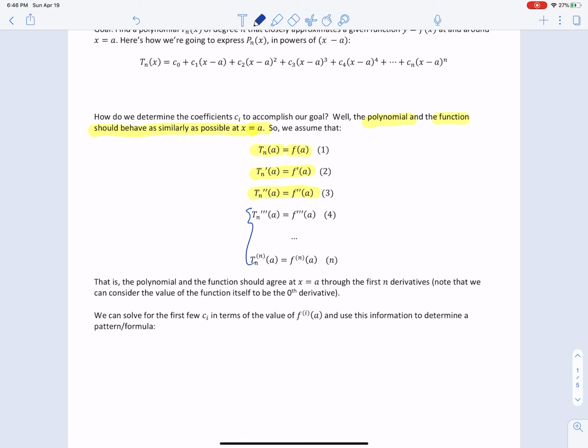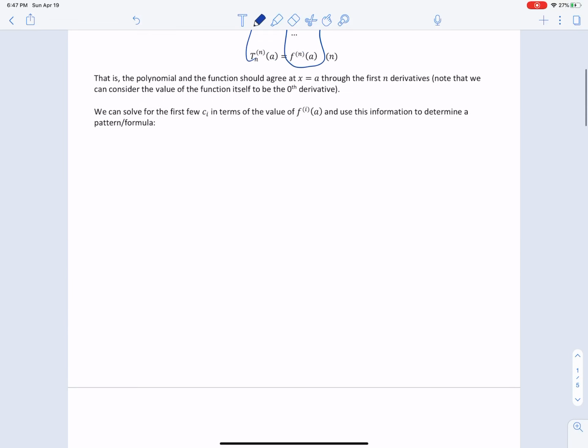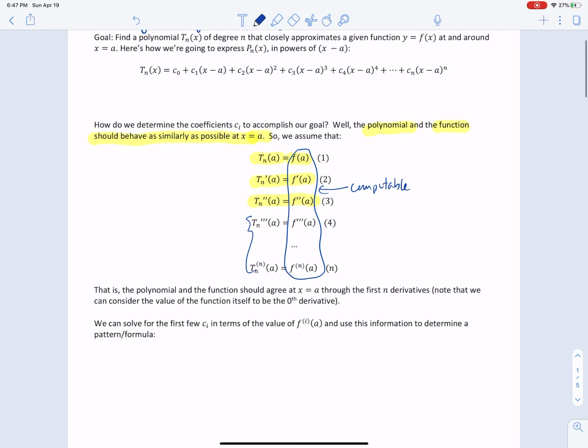Now we're going to take these equations, which I've numbered 1, 2, 3, 4, etc., and look at the form of T sub n, and we'll be able to see what the coefficients should be in terms of the function. The idea is that these values are all computable. We've got a function, we can stick a in, we can calculate its derivative and stick a into that, we can take the second derivative and stick a into that. So these are all computable values for us. Now let's see what we can do toward this end.